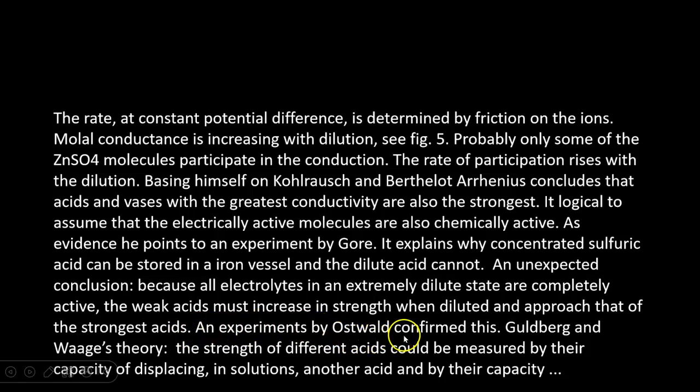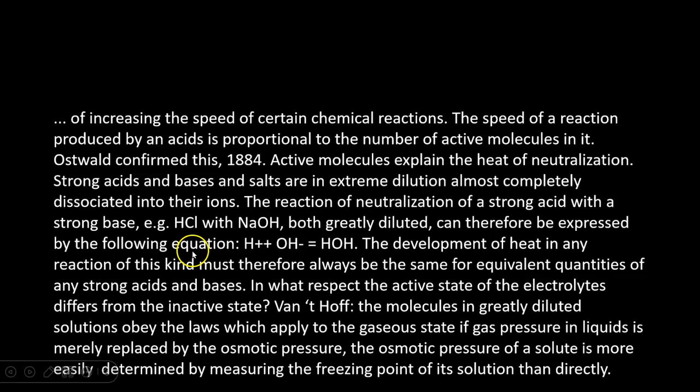An experiment by Ostwald confirms this. According to Guldberg and Waage's theory, the strength of different acids could be measured by their capacity of displacing other acids in solutions and by their capacity of increasing the speed of certain chemical reactions. The speed of a reaction produced by an acid is proportional to the number of its active molecules. Ostwald confirmed this in 1884.